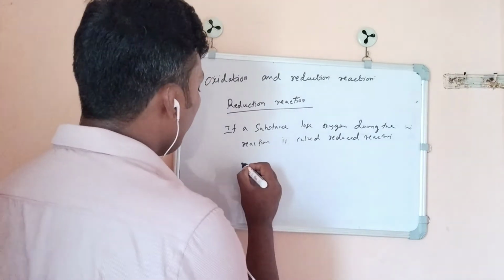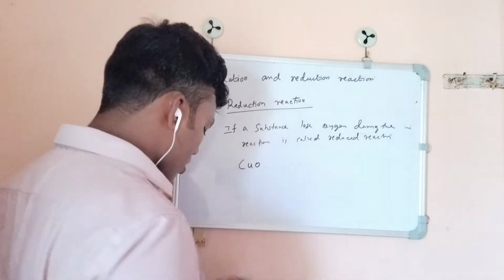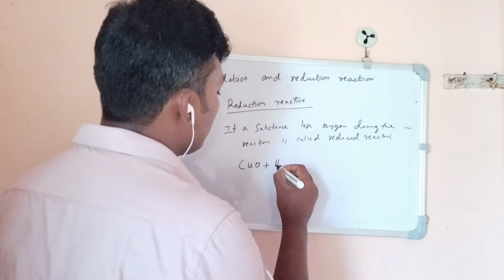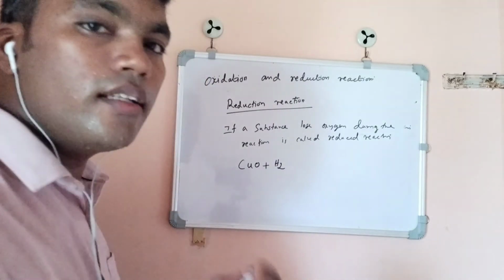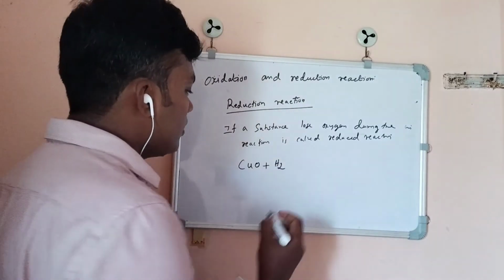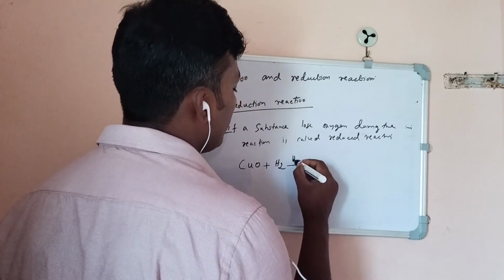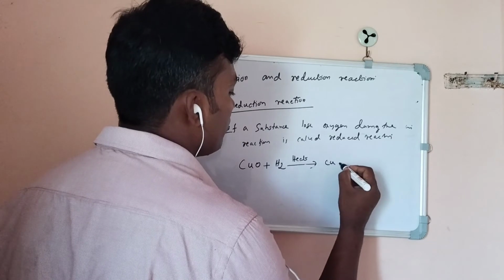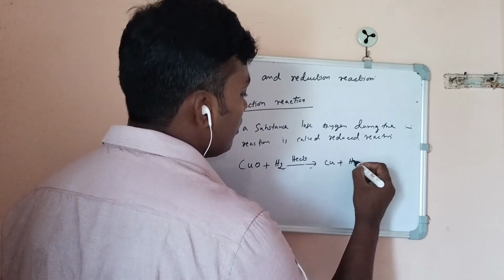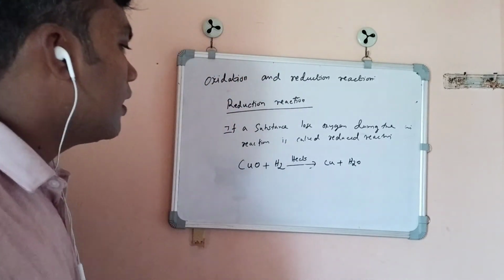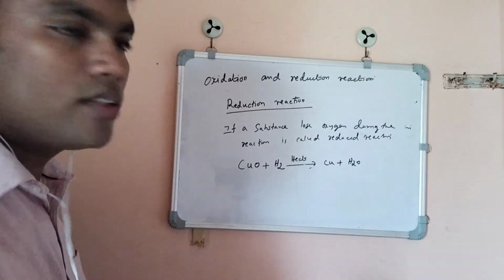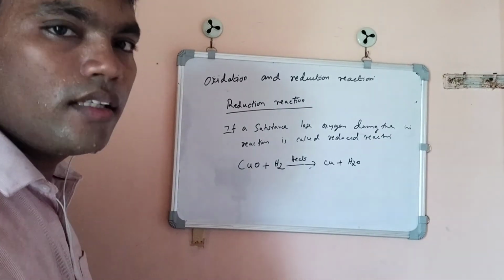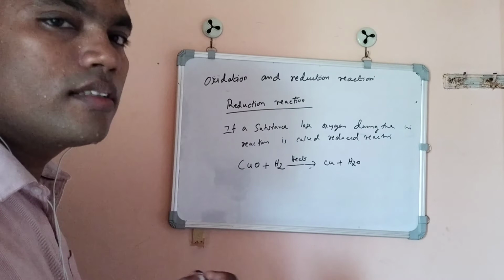Now we are going to see an example. We have copper oxide plus hydrogen gas. You take the copper oxide and hydrogen in the presence of heat. What is going to happen? Copper powder plus water will form. In this case, oxidation and reduction reactions both happen.